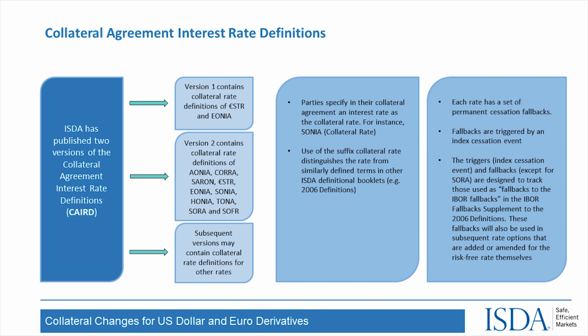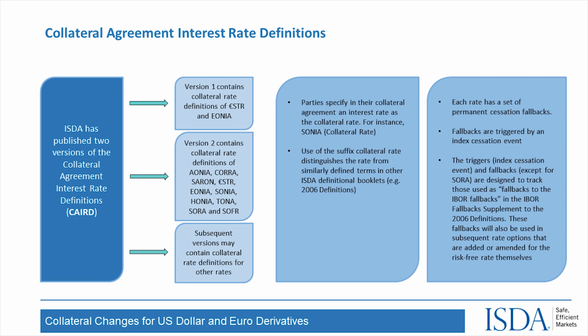So as Rick has mentioned, ISDA has published two versions of the collateral agreement interest rate definitions so far. If you hear me refer to CARD or CARDs, that is the acronym and the short form name that we are using to refer to these definitions. The two versions published so far.